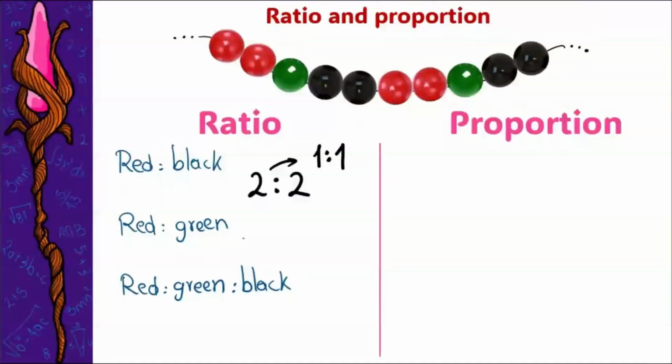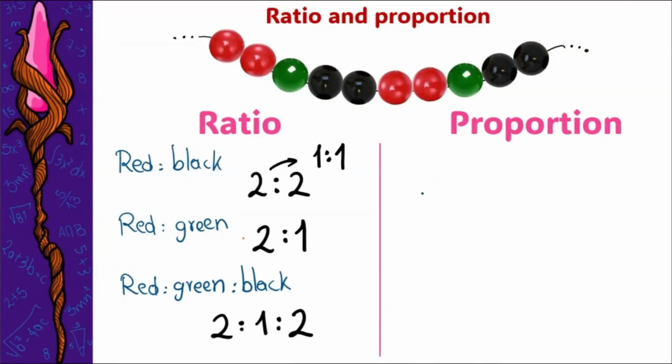The ratio red to green would be 2 to 1. The ratio red, green, black would be 2 reds to 1 green to 2 black. So notice that we have a lot of different ratios that we could establish. I put just 3 here, but there's a lot of different combinations.